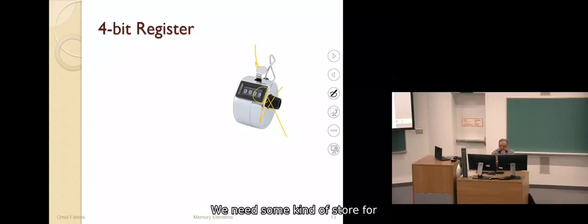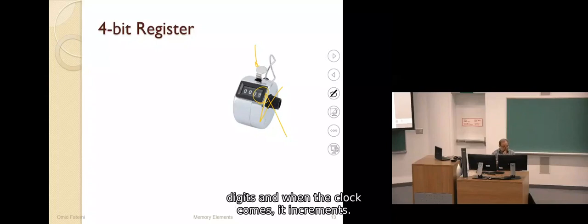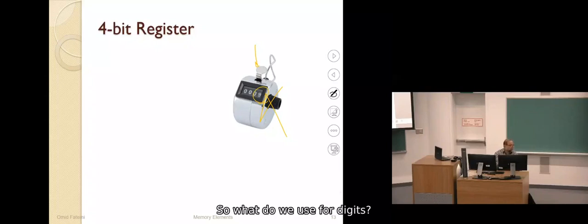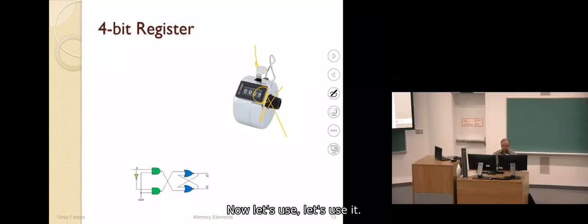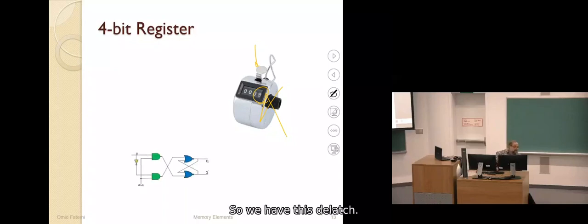So we need some kind of a store for digits, and when the clock comes, it increments. So what do we use for digits? The latch. We know the latch now. So let's use it. So we have this D latch, and each D latch stores 1 bit. So the digit that we have is a decimal digit. It has how many bits? 4 bits. 4 bits is enough for every digit.